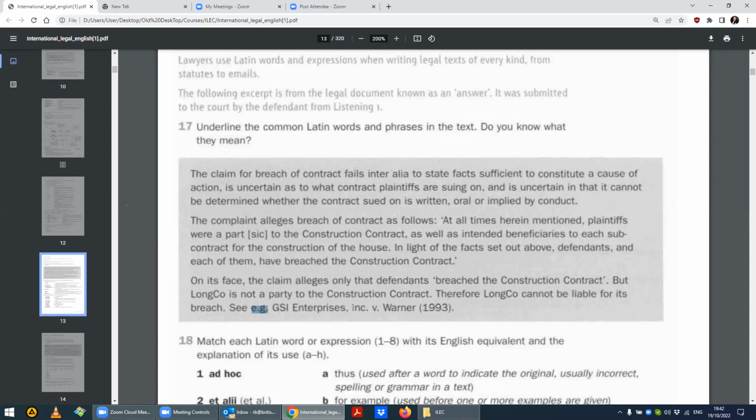Inc. is the American way of saying limited. We put Inc. to show it's an incorporated body. It's a company. It's an American company. It's incorporated. In England, we put LTD to show it's limited. It's a company with limited liability.